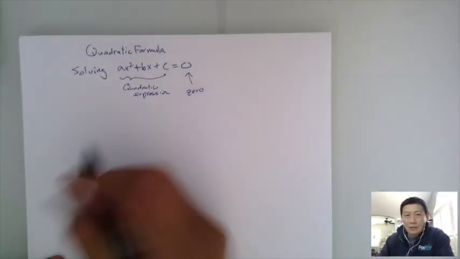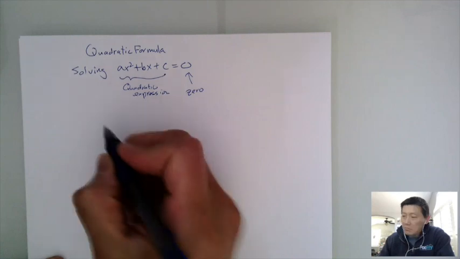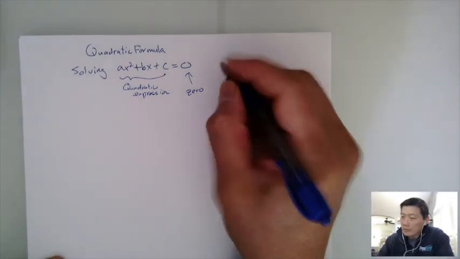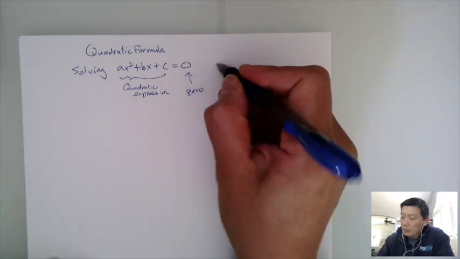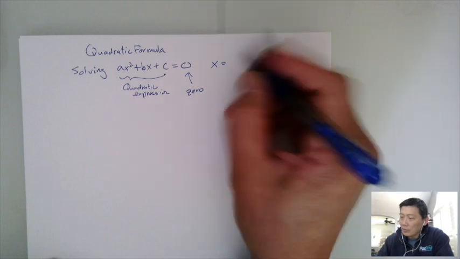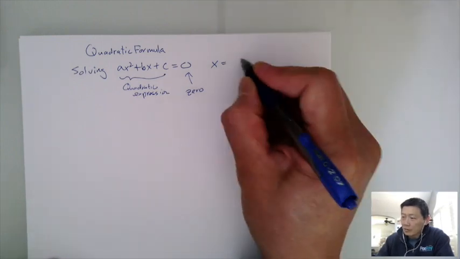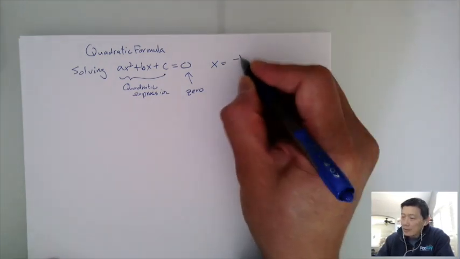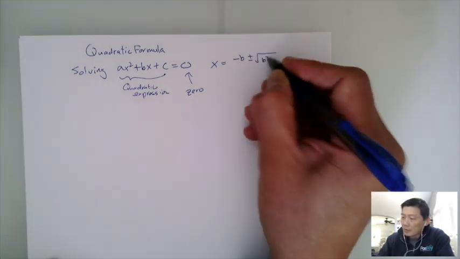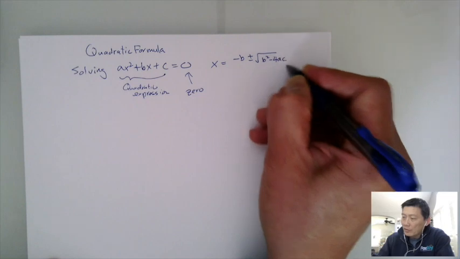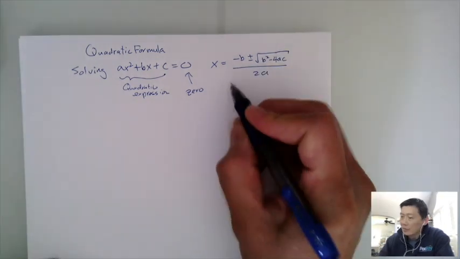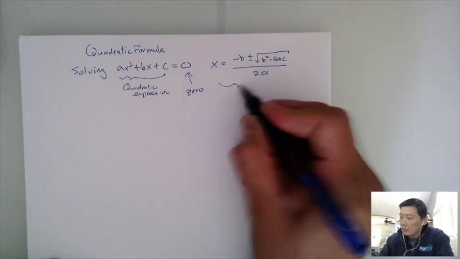Alright. Now, I just want to start out by saying that the quadratic formula, the solution for this, tells you that the final answer x is equal to negative b plus or minus the square root of b squared minus 4ac, over 2a. Now that's the formula, right? This is what we typically call the quadratic formula.